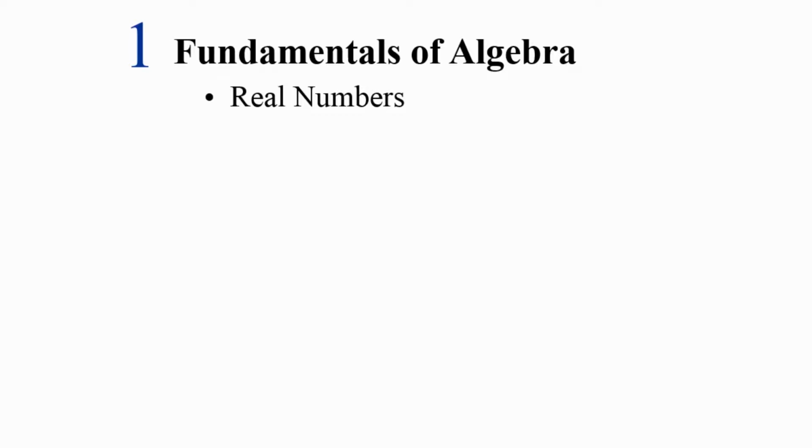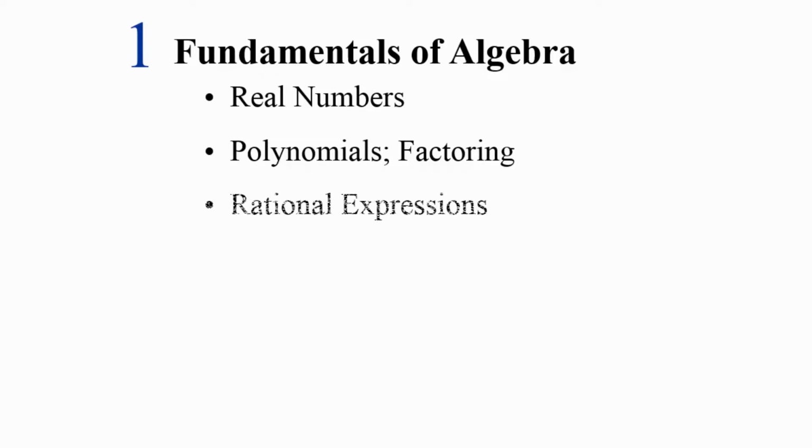Continuing, real numbers are the numbers we use in everyday life, whether they are positive, negative, decimal, fraction, whatever kind of numbers we use is called a real number. Then we also talk about polynomial expressions, also called algebraic expressions, and how to factor these polynomials. That would be another section in this chapter. Rational expressions would be explained, and how to simplify rational expressions.